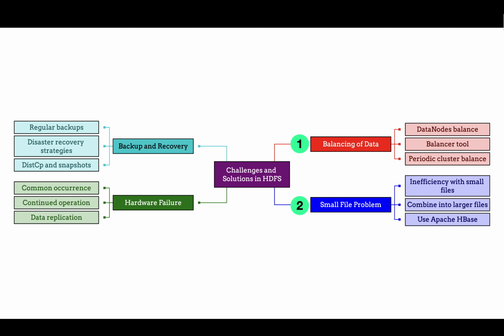Small file problem. HDFS is less efficient for small files. A common solution is to combine these into larger files for processing or use a more suitable file system like HBase for small files. 3. Hardware failure. Hardware failure is common. HDFS is designed to continue operating uninterrupted while dealing with failures, by replicating data across different nodes. 4. Backup and recovery. Regular backups and robust disaster recovery strategies are essential. Tools like DistCP, distributed copy, and snapshots can be used for data backup and recovery in HDFS.